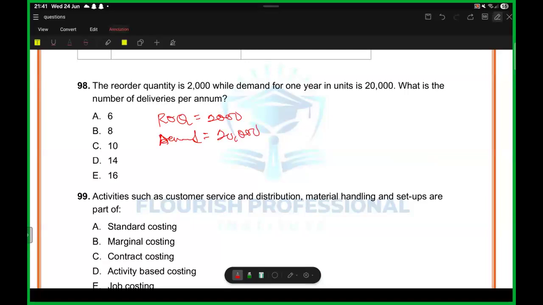But if we are issuing the inventories in the store, we will issue it at 2,000 each. So each batch comes as 2,000. Good. So they're asking how many times are we going to deliver per year? It means it's going to become your annual demand over your reorder quantity. Sometimes we call it the economic order quantity. So 20,000 over 2,000 should be 10, right? And 10 is C. So that is 98 for us.